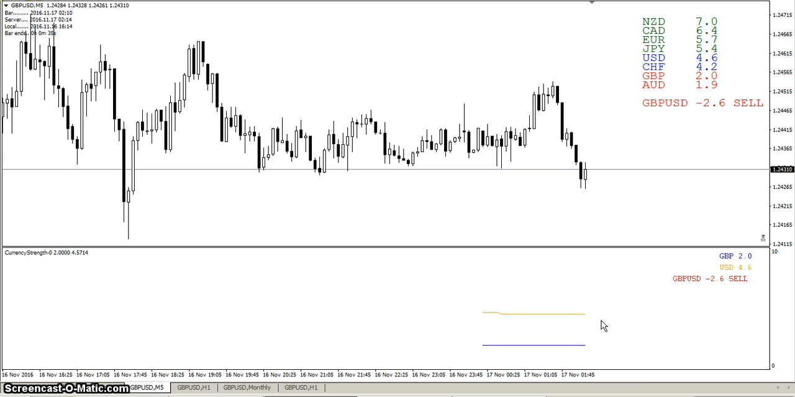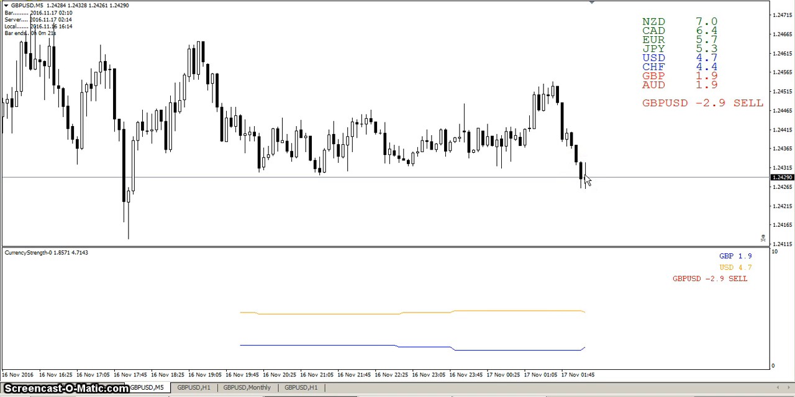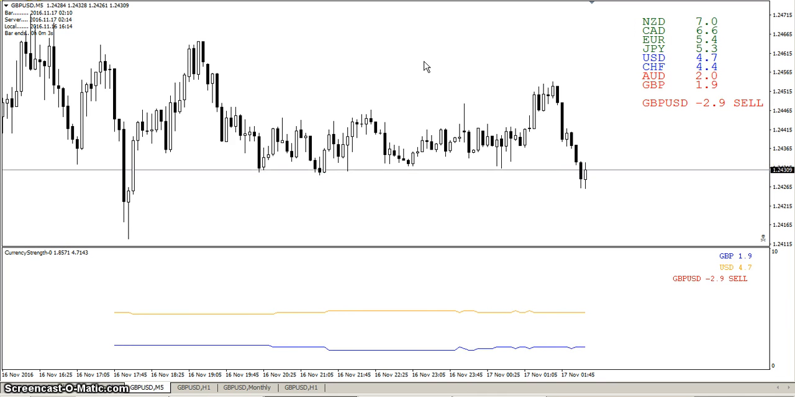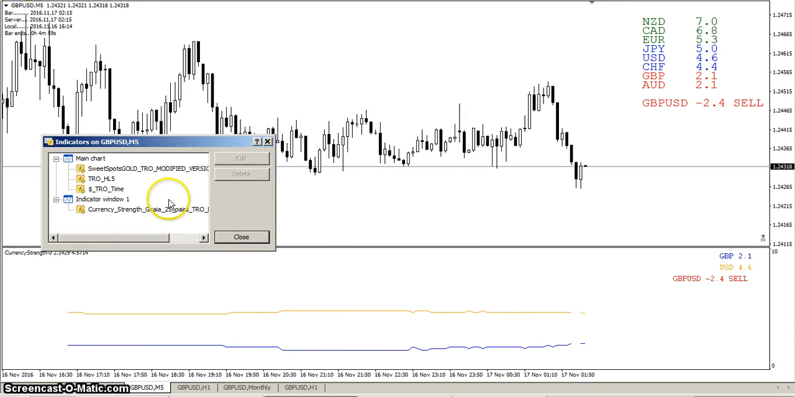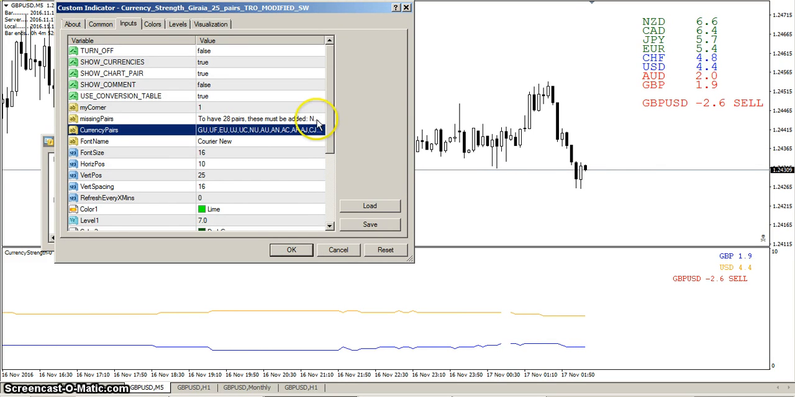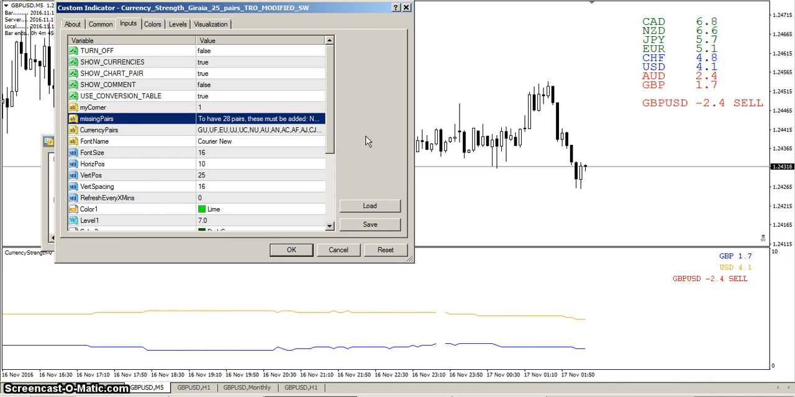So we can just watch it for a couple of minutes just to see. So you see it was telling you to sell and price is moving down, and the more price moves down here, that means the stronger the dollar's getting and the weaker the pound's getting. And this takes into consideration all of the pairs. And I think this indicator uses 25 pairs. And if you look here, see it even says 25 pairs, and the currency pairs are all listed there. And they say you can have 28 pairs, you have to add some other pairs in there, but not all brokers have those pairs.